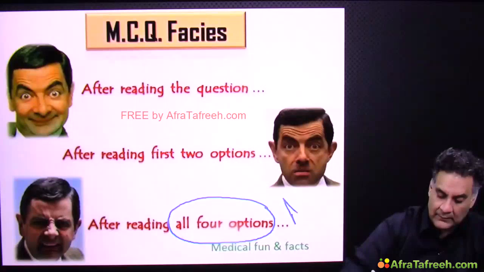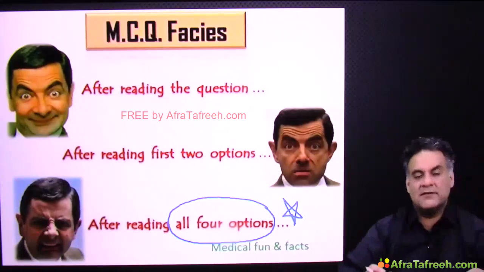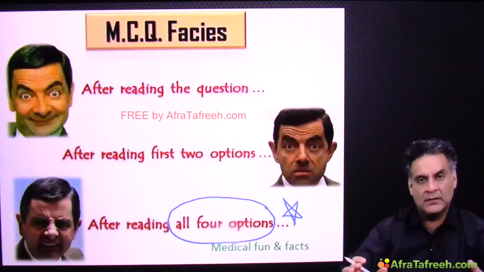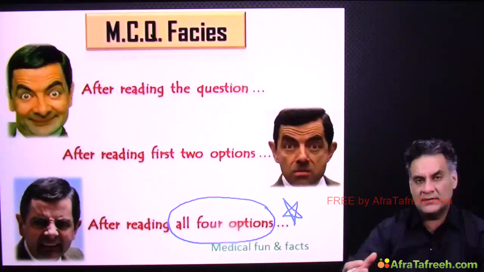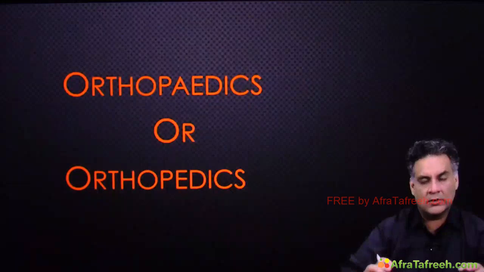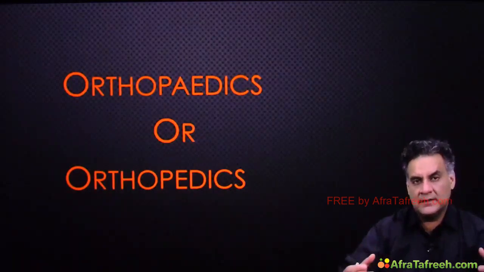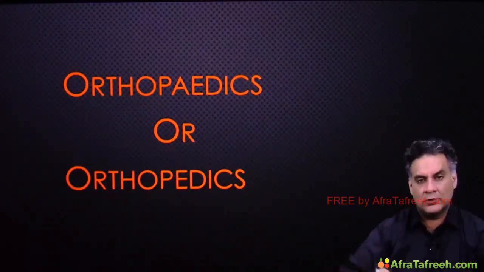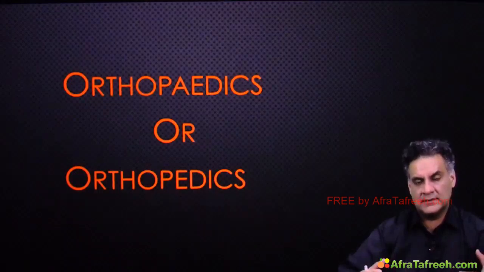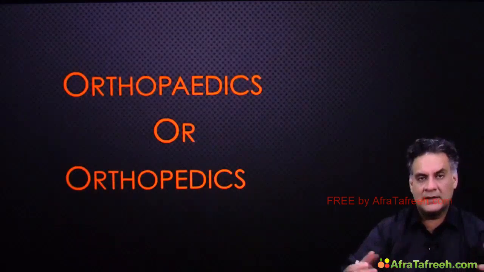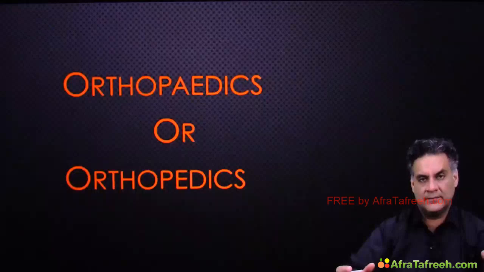This is one dictum which every student of orthopedics or entrance exam should remember. Always read all the options, A, B, C, D, D, C, B, A, all of them. Going further, orthopedics per se has two spellings. Both are correct. Ortho means straight. Pedics means child. Orthopedics means straight child.